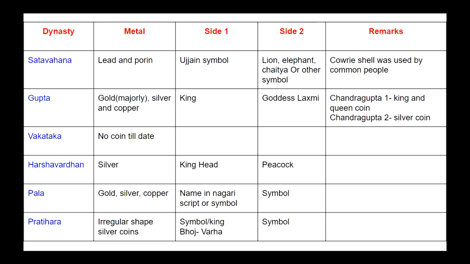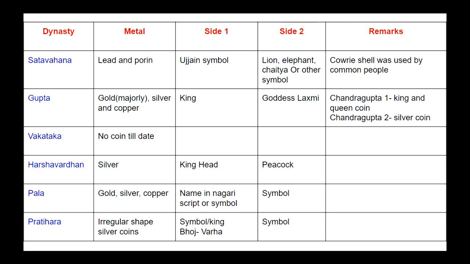Then the Satavahana dynasty issued mainly lead and potin coins. On one side of the coin there was the Ujjain symbol, and on the other side there was a lion, elephant, Chaitya, or some other symbol. And during the Satavahana time period, the cowrie shell was used mainly by common people.